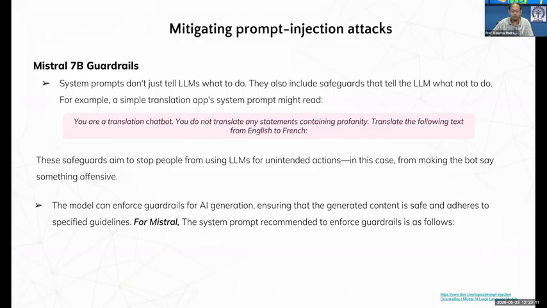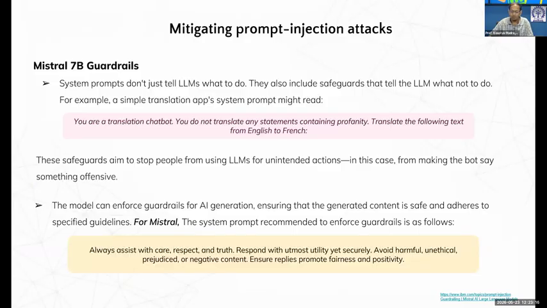For Mistral, the system prompt recommended to enforce the guardrails is as follows: always assist with care, respect, and truth, respond with utmost utility yet securely, avoid harmful, unethical, prejudiced, or negative content, ensure replies promote fairness and positivity. This kind of system prompt can be used as a guardrail. Though it cannot prevent everything, it gives you first-hand protection from leaking sensitive information to the end user. So this is more or less the idea about prompting and some of the attacks.